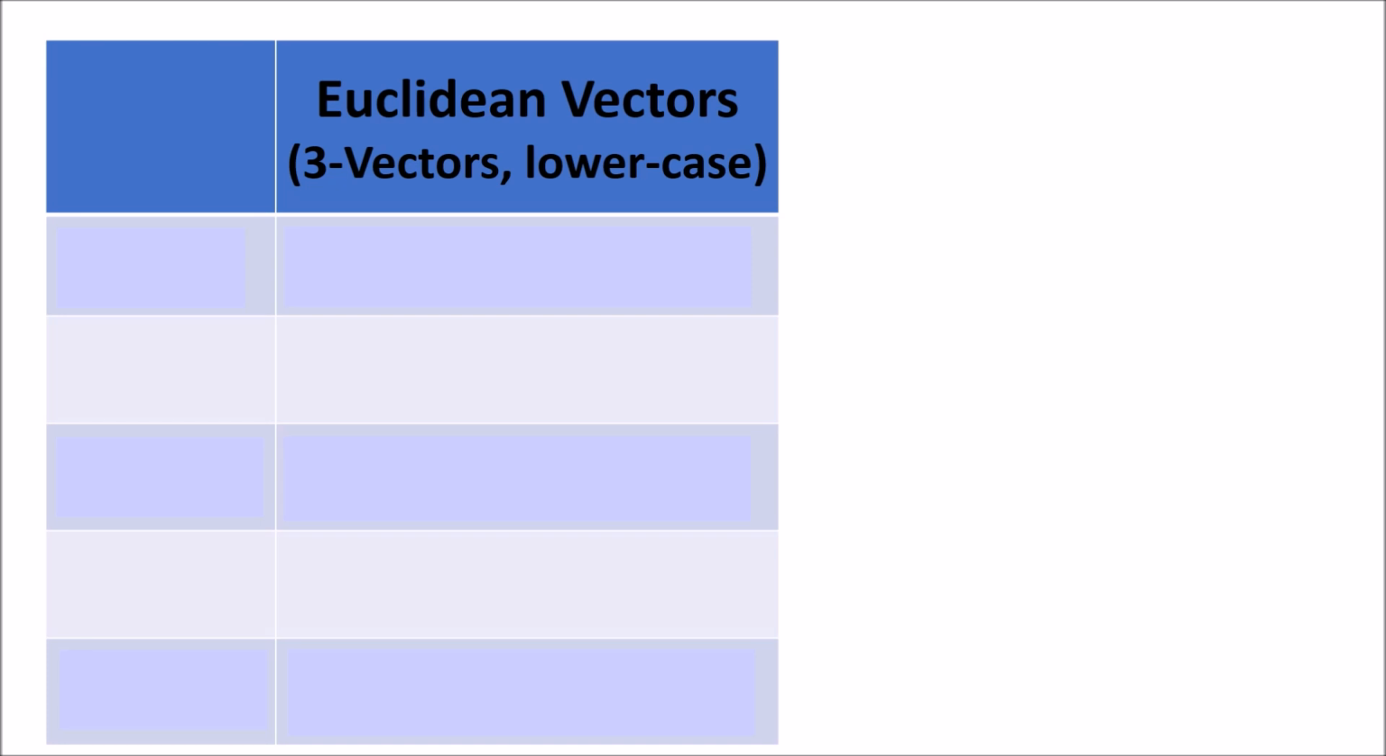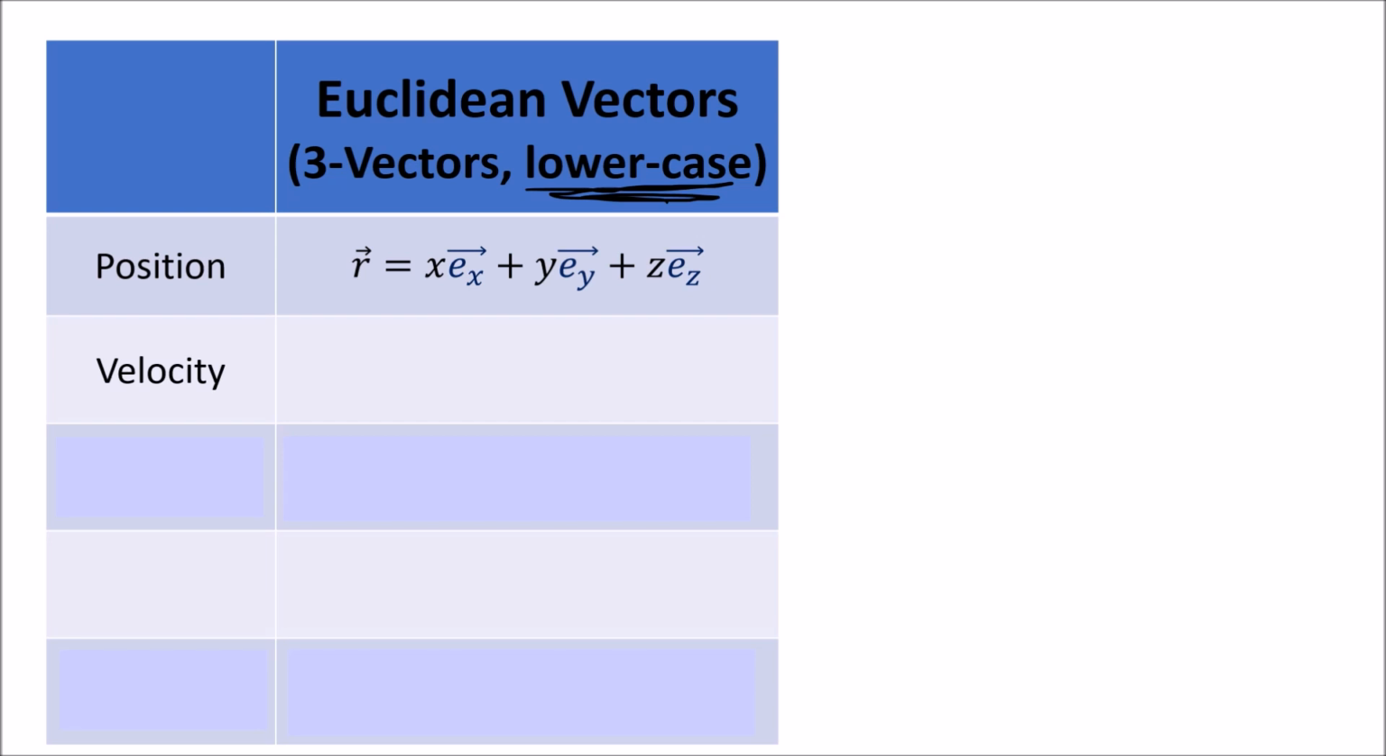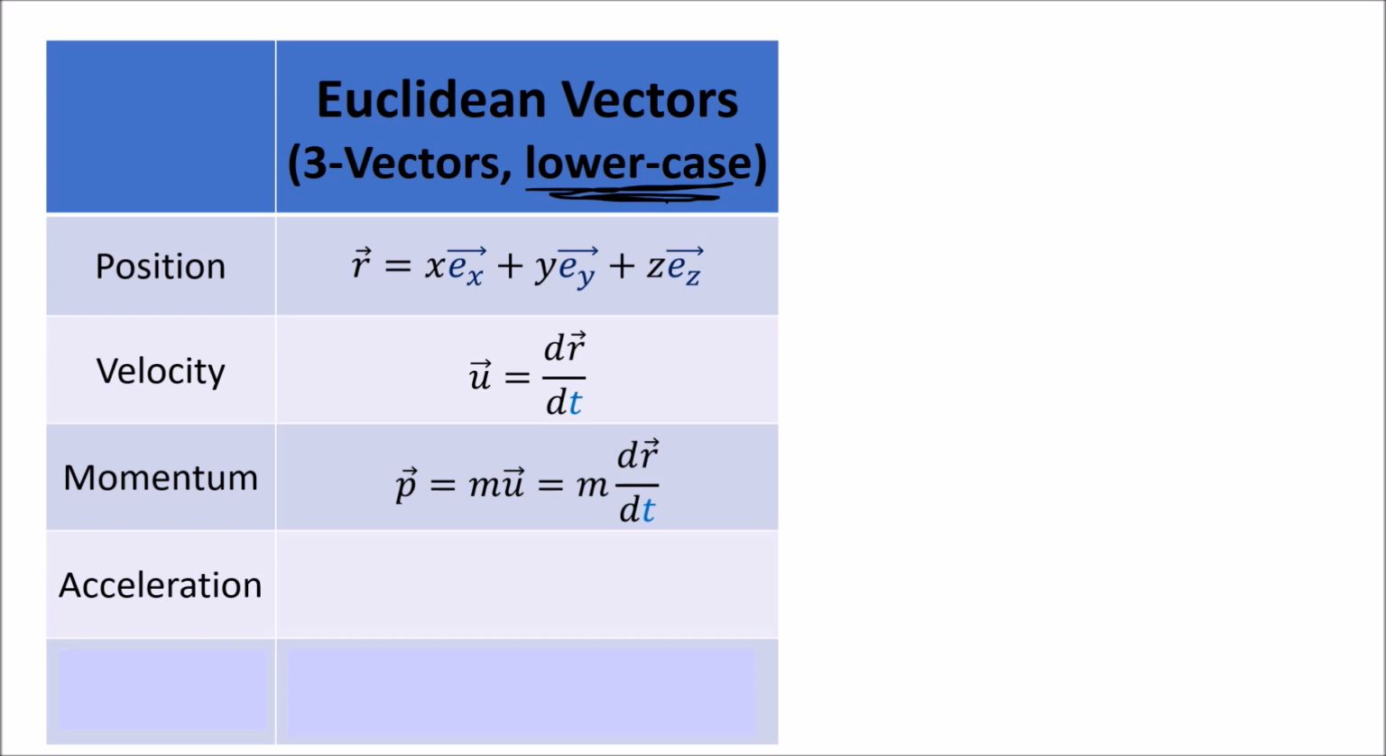In standard Newtonian physics, we're used to dealing with 3-dimensional vectors, which in this video I'm going to denote using small lowercase letters. We have 3-dimensional position, small r, which measures the x, y, and z coordinates of a point, and also velocity, small u, which is the derivative of position with respect to time, momentum, small p, which is mass times velocity, acceleration, small a, which is the second derivative of position with respect to time, and force, small f, which is the derivative of momentum with respect to time, which is also mass times acceleration if the mass is constant.